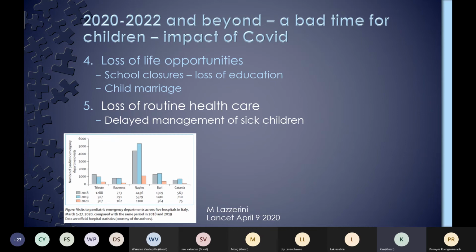This is a study from Italy. I won't go into detail of it. It basically just showed that during the pandemic, admission with a lot of critical things in children, particularly things like diabetic ketoacidosis, were dramatically reduced or delayed during the pandemic with serious consequences for children.